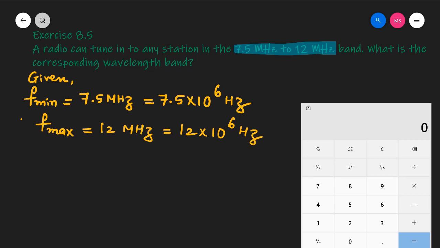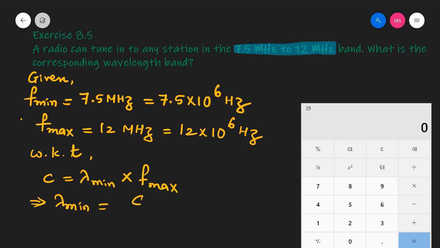Now, if you have gone through my previous video on electromagnetic spectrum, you will find that if wavelength increases, then frequency will decrease, and if frequency increases, then wavelength will decrease. So it means that maximum frequency will correspond to minimum wavelength, and minimum frequency will give you maximum wavelength. So here the relation between frequency and wavelength is c is equal to lambda minimum into frequency maximum. So this implies that lambda minimum will be equal to c by f max.